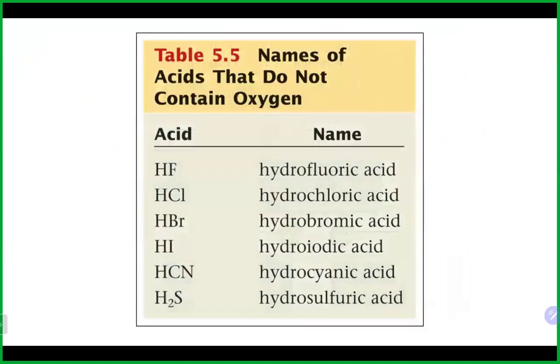All right, so here are some examples of acids with no oxygen. HF is hydrofluoric acid, no oxygen, hydro-ic acid. HCl, as we saw, is hydrochloric acid, then hydrobromic acid, hydroiodic acid, even H2S, hydrosulfuric acid. Again, hydro to begin with, ic, and the middle part is going to be the negative ion in this particular case.